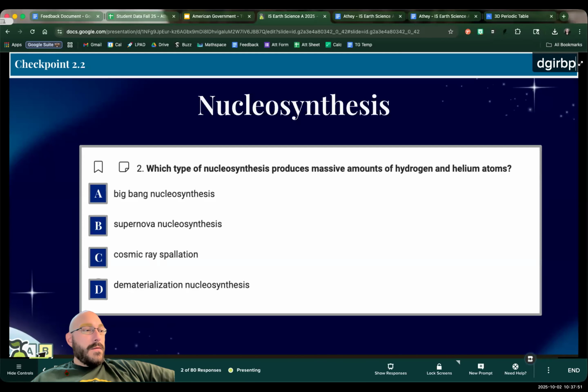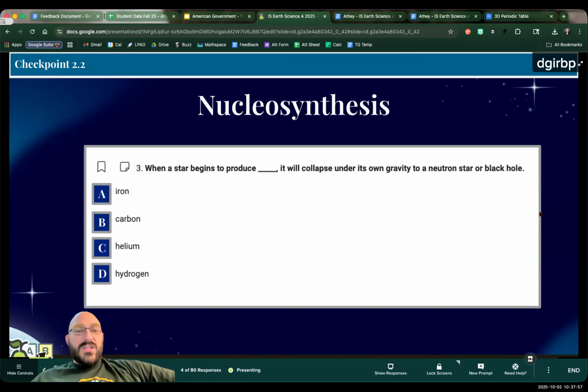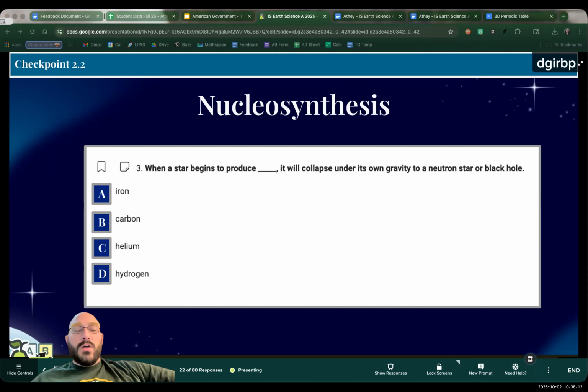So when a star begins to produce what, it'll collapse under its own gravity to become a neutron star or a black hole? At what point will it no longer work as a star? Yeah, iron. When it starts making iron. Good.